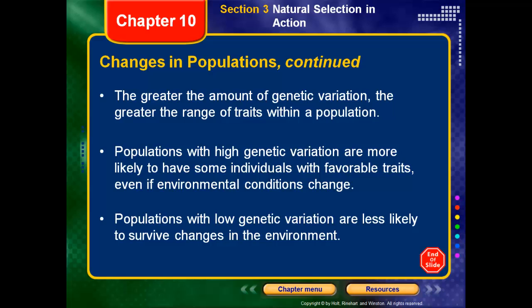Populations with low genetic variation are less likely to survive changes in the environment. The reason for that is because if they have low genetic variation, they're pretty much all the same. So if there's a change in the environment and one of the organisms can't survive in that change, then the others won't either because they don't have any differences. But if there are differences and there's a change in the environment, then one organism that has slightly different traits than the other may be more likely to survive.